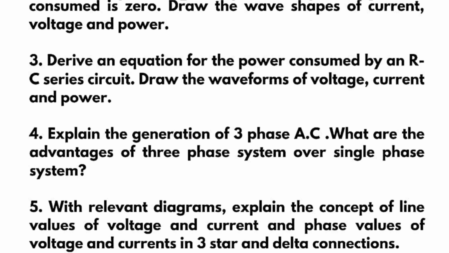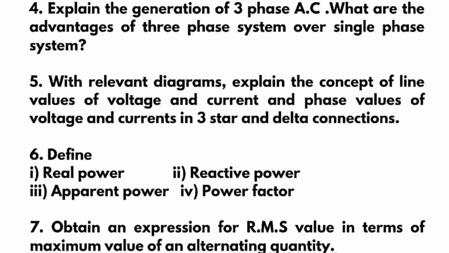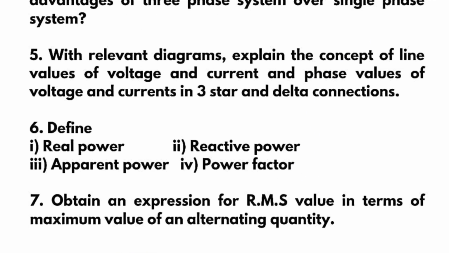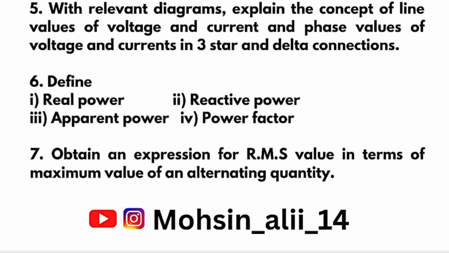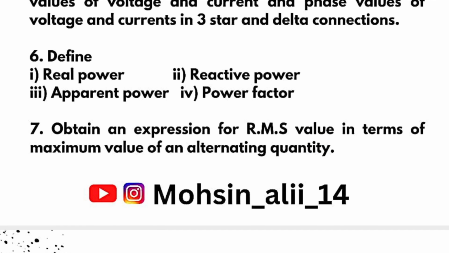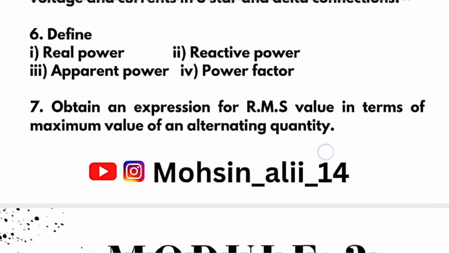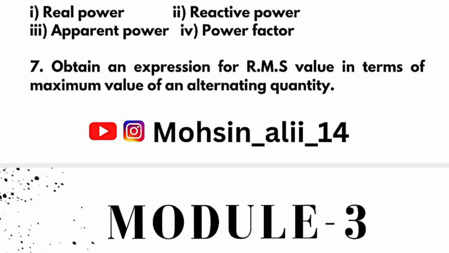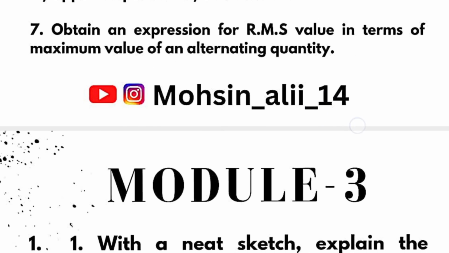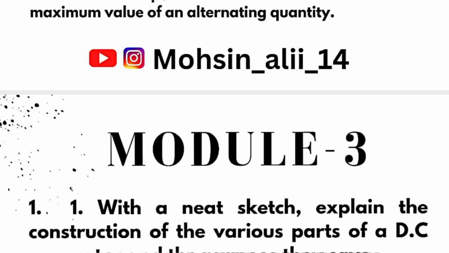Explain the generation of three-phase AC. What are the advantages of three-phase system over single-phase system? Next we have: with relevant diagrams, explain the concept of line values of voltage and current and phase values of voltage and currents in star and delta connections. Next, small definitions again: real power, reactive power, apparent power and power factor. Next we have: obtain an expression for RMS value in terms of maximum value of an alternating quantity.